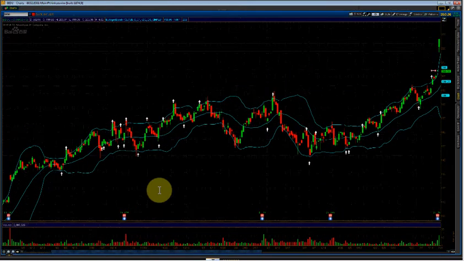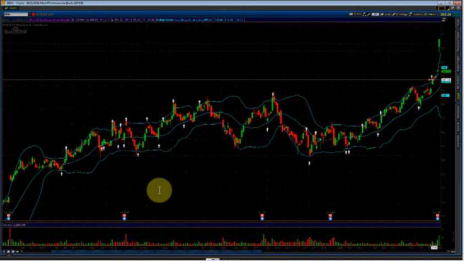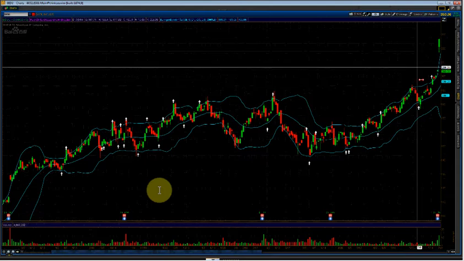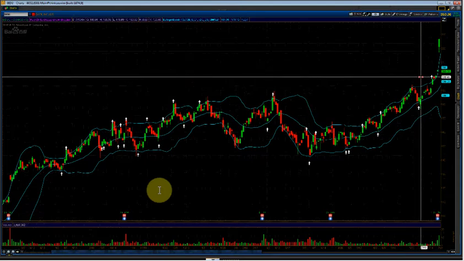Now look at this son of a gun. I sold it right here, and look what it did. Is this where I throw out my trading system? Now, I do have two choices of how I could trade that.